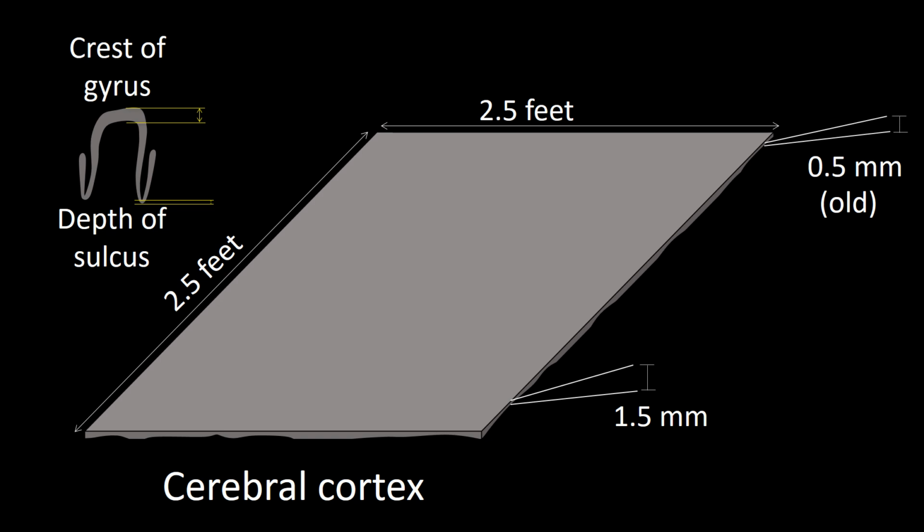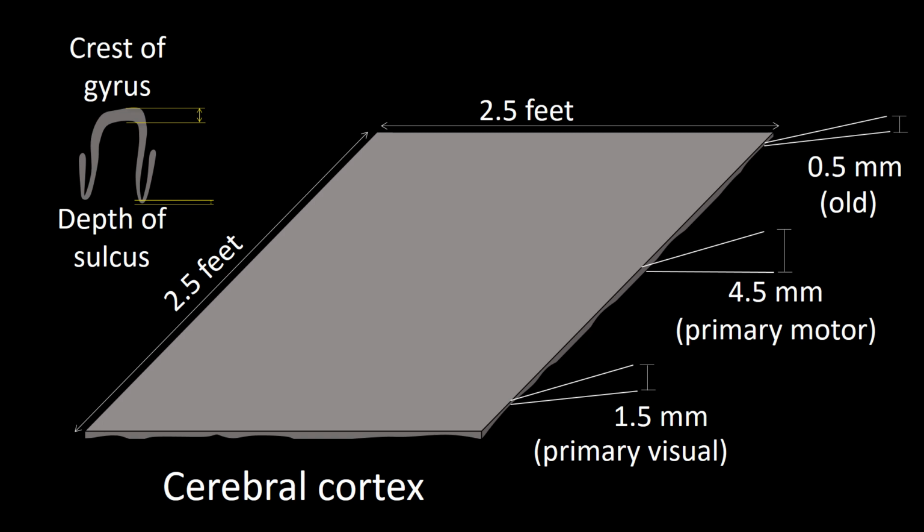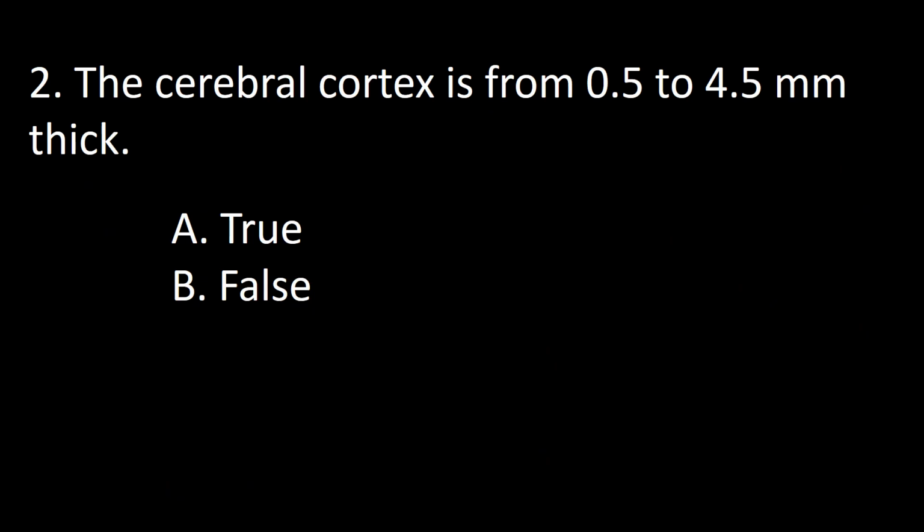are 1.5 millimeters in the primary visual cortex, which houses large numbers of very small neurons, and 4.5 millimeters in the primary motor cortex, which houses the largest neurons in the cerebral cortex, the Betz cells. The primary visual cortex and the primary motor cortex are part of the evolutionarily new cerebral cortex. So the answer to this question is A.